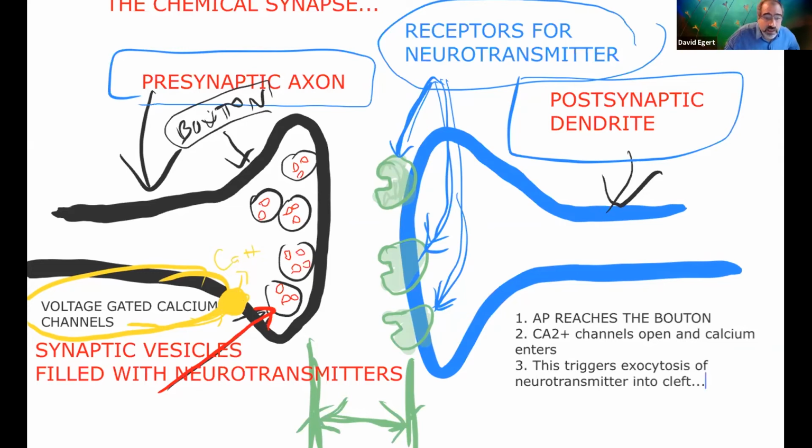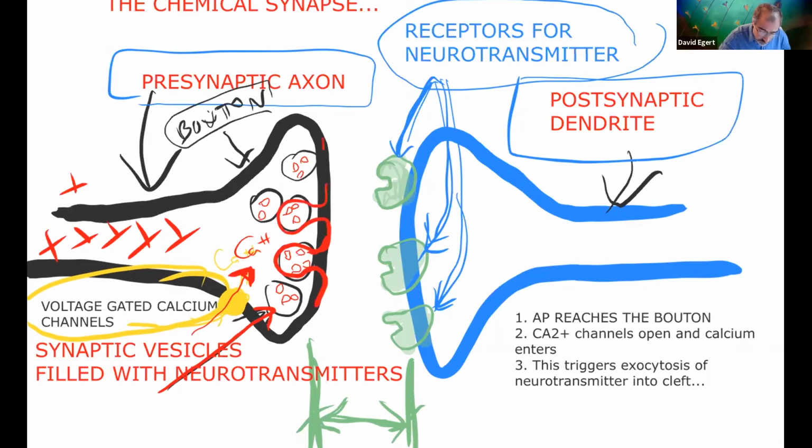So we had this voltage getting all positive coming down here. That triggered the opening of these calcium channels, and now calcium is coming in. Once calcium comes in, that is going to trigger the exocytosis, where these vesicles are going to fuse with the membrane here and dump the neurotransmitter into the cleft. So now the neurotransmitter is in the cleft. What's going to happen next?